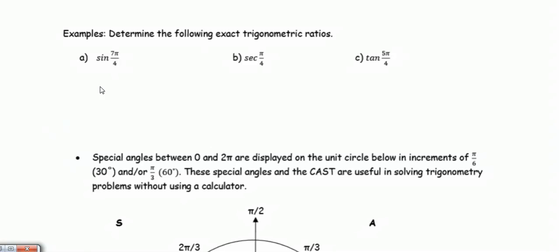So the first thing you're going to do is draw the angle 7 pi by 4 in the Cartesian plane. I don't know what's wrong with this thing, and I'm frustrated.